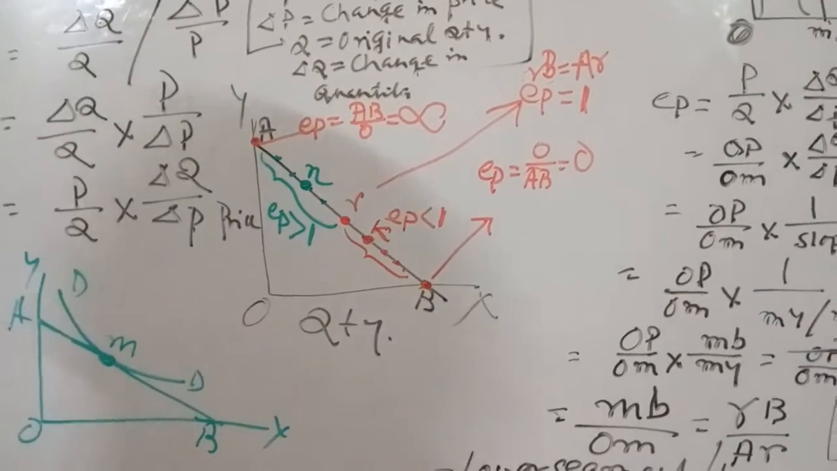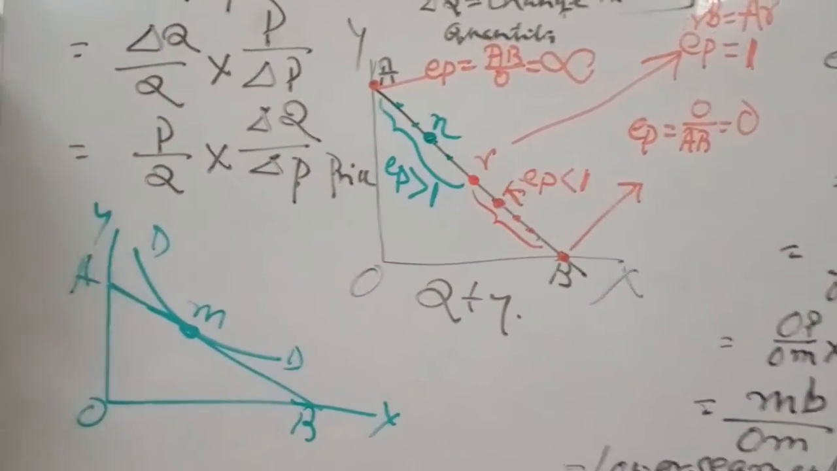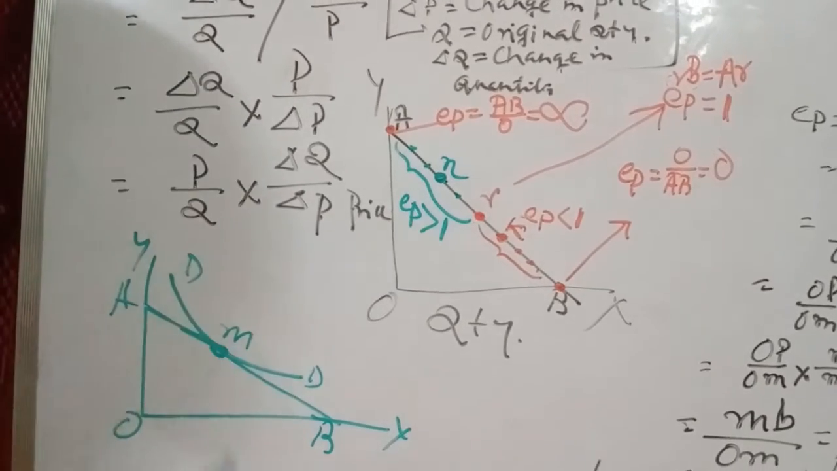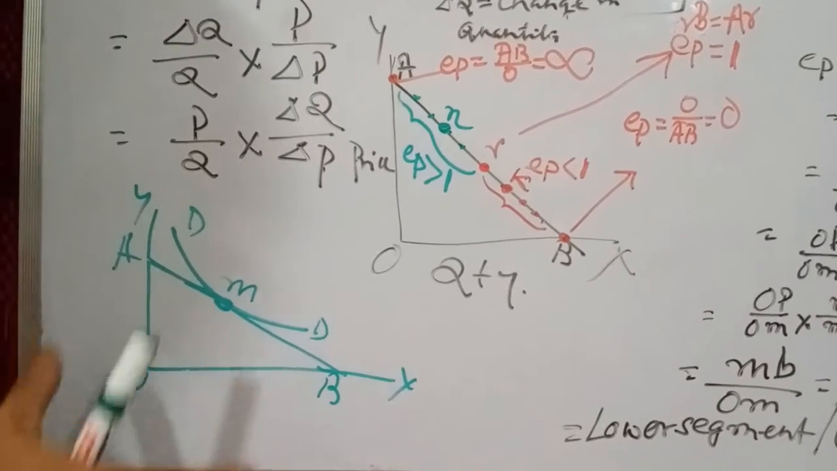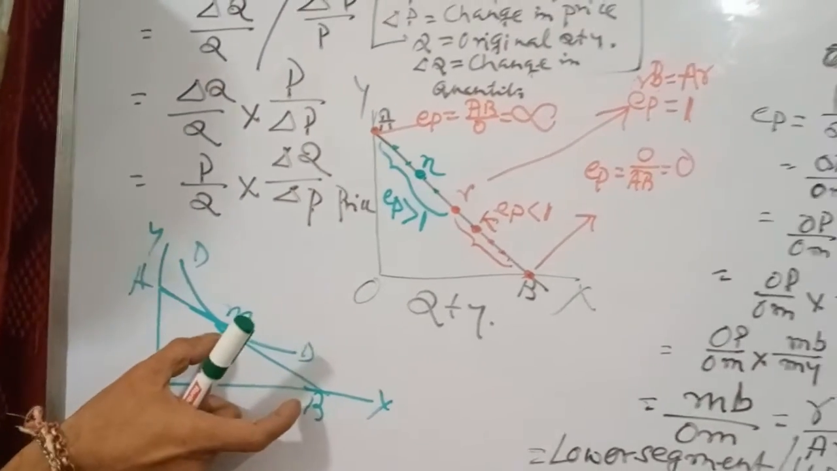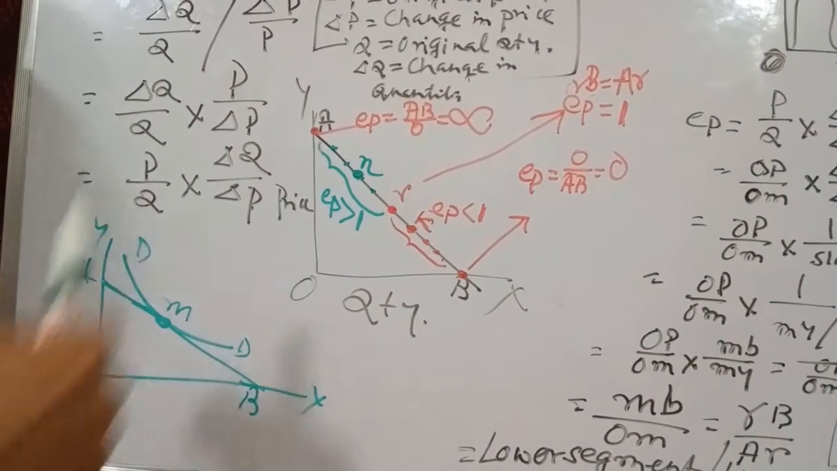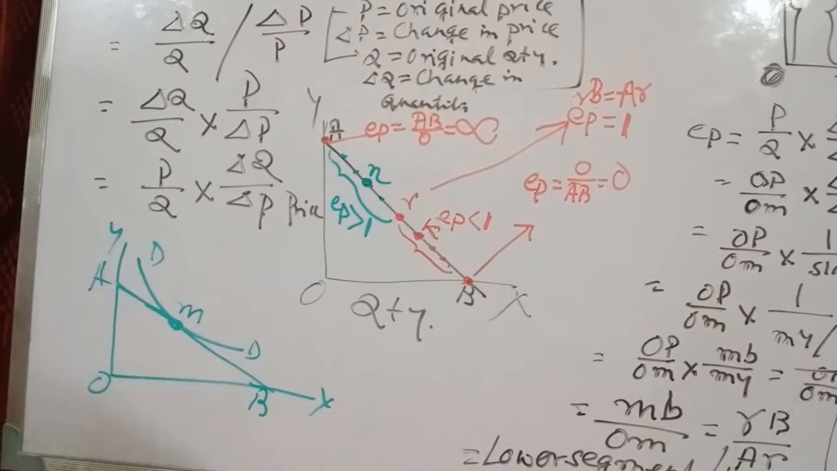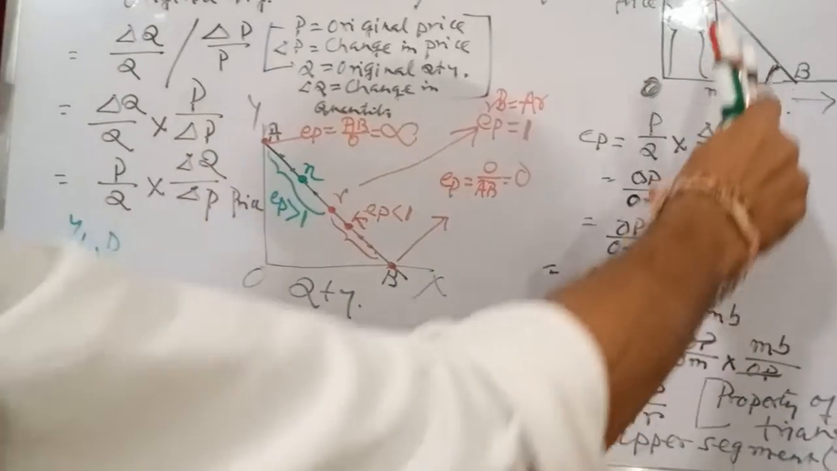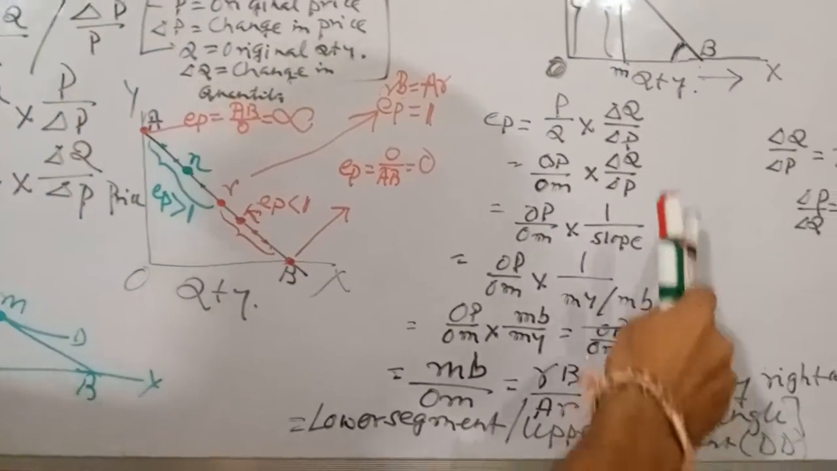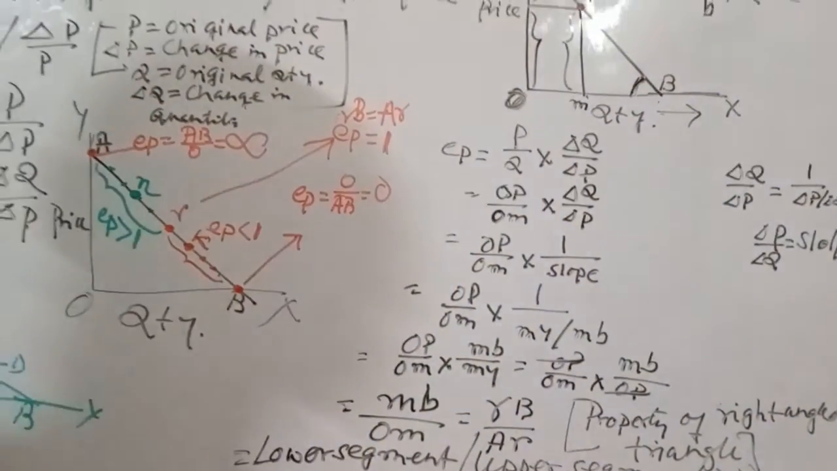Right? When the demand curve is curvilinear, we draw a tangent at that point on which we are going to calculate the elasticity, and taking that straight line, that tangent, we calculate the lower segment and upper segment and divide lower segment by upper segment, as we have done in case of a straight line demand curve. So we have shown geometrically how the point elasticity is arrived at.